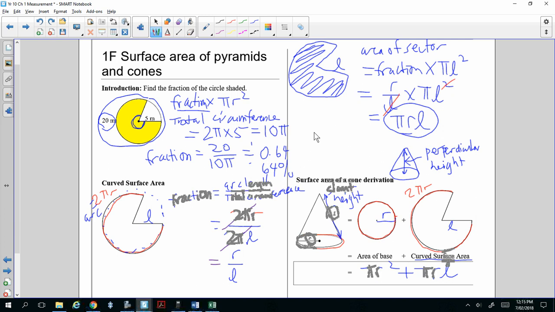Okay. So pi RL is the curved surface area. Pi R square is the area of the bottom. Okay, remember L is the slant height. We have to do 4 more examples, then we can start the exercise. Okay? Alright, let's do it.